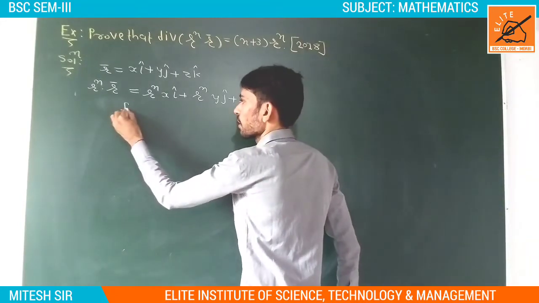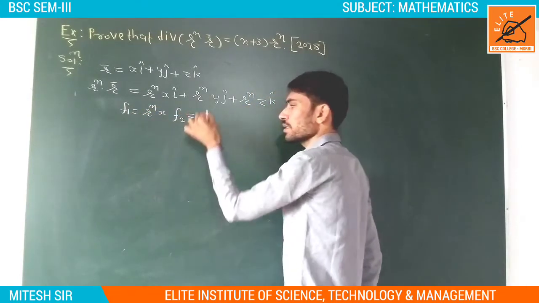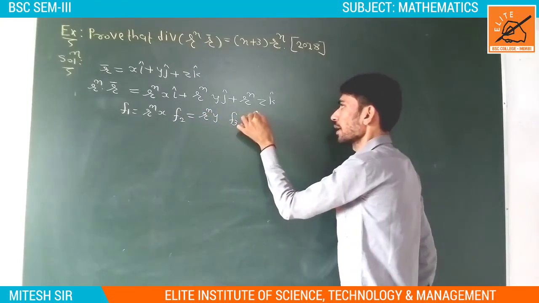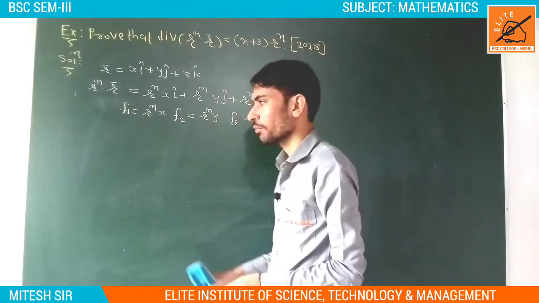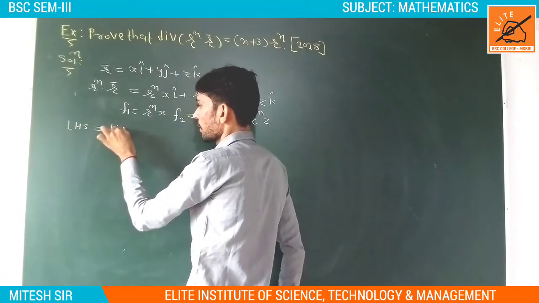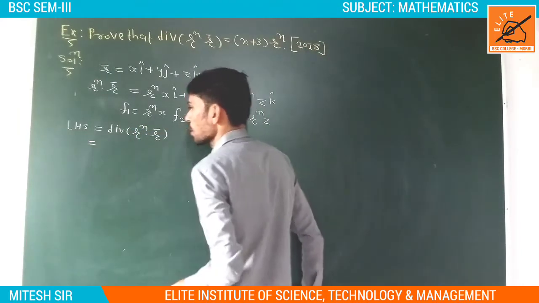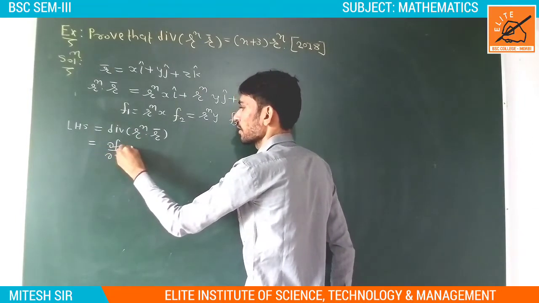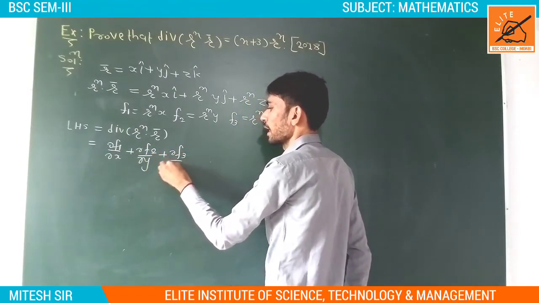Now our f1 term is r raised to n x. Our f2 term is r raised to n y. Our f3 term is r raised to n z. Now we find the divergence of r raised to n into r bar. That means we start our proof with the LHS. Divergence of r raised to n into vector r bar is equal to, what is the formula? Del f1 upon del x plus del f2 upon del y plus del f3 upon del z.